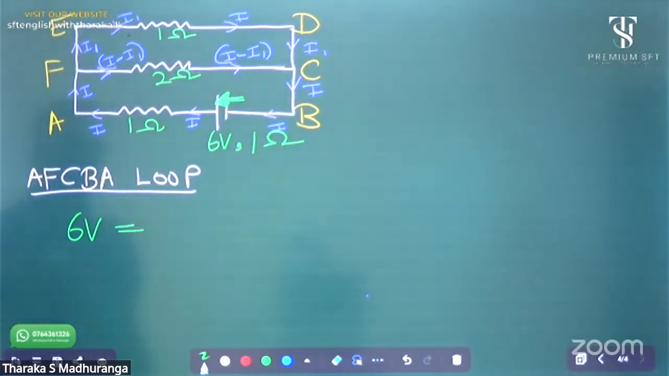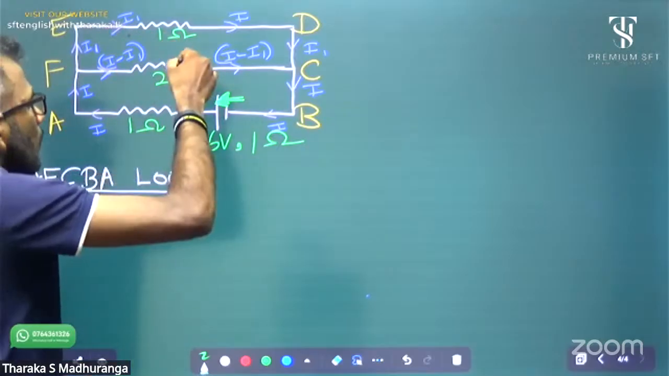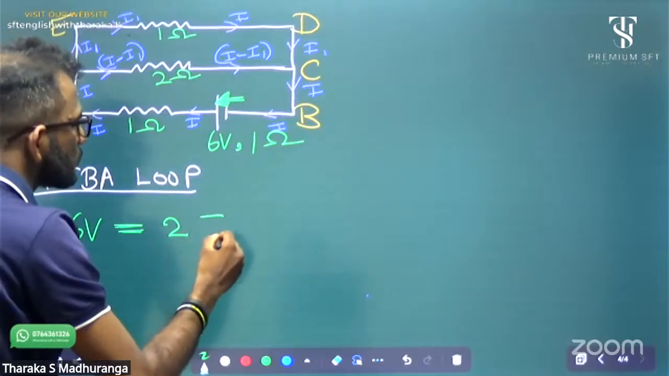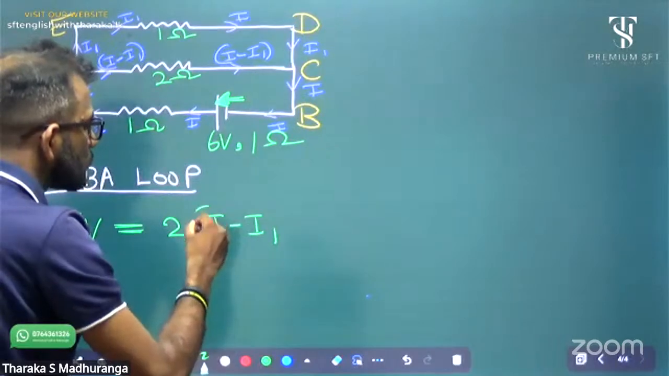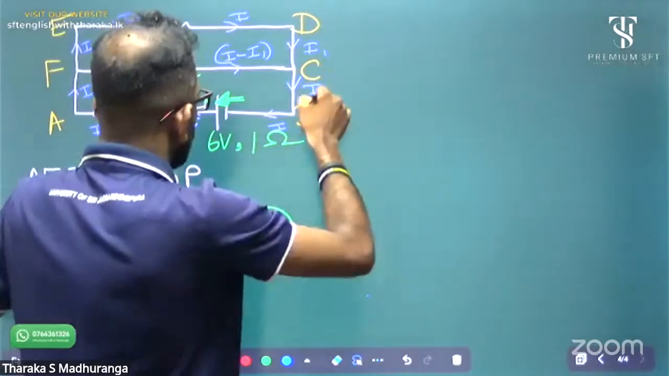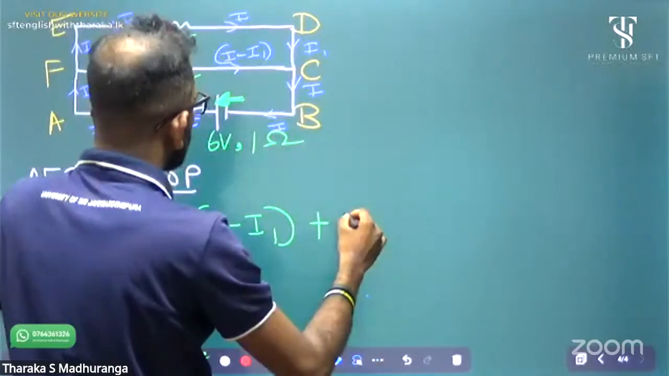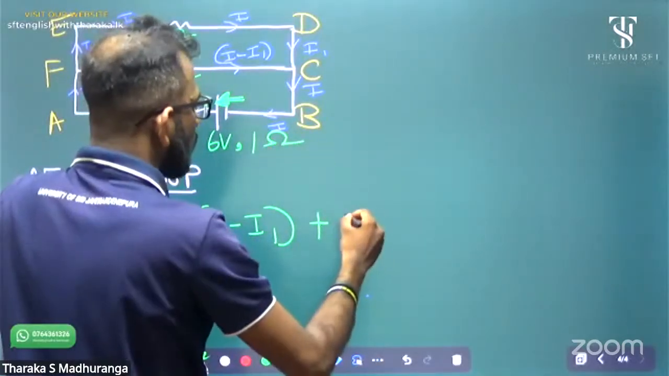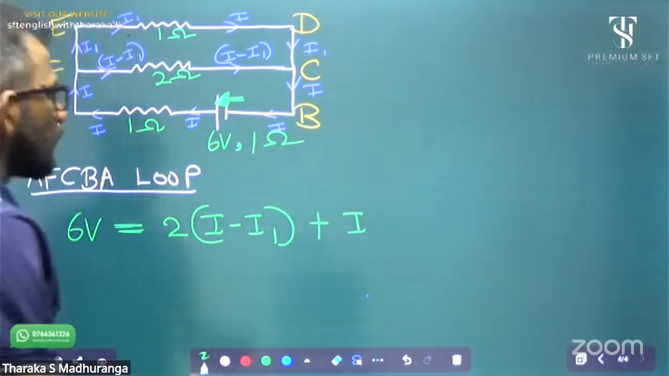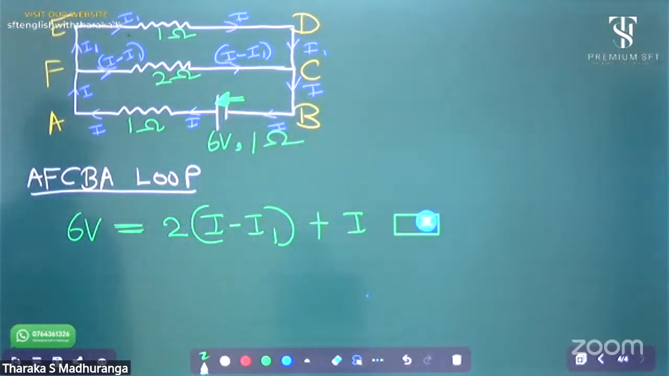Now A to F, no resistance. 2I minus I1, my direction and current direction same. Plus, because my direction and current direction are the same, I mean 1 times I, again I.